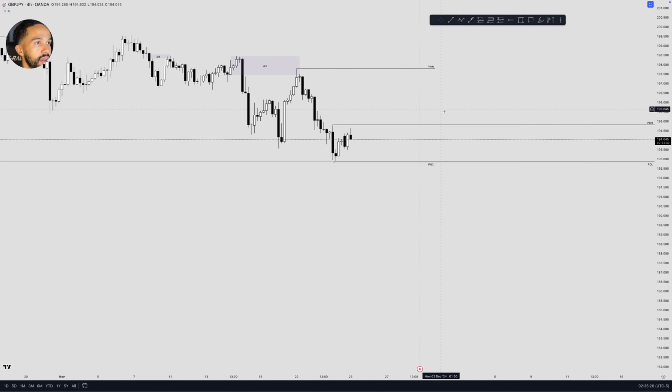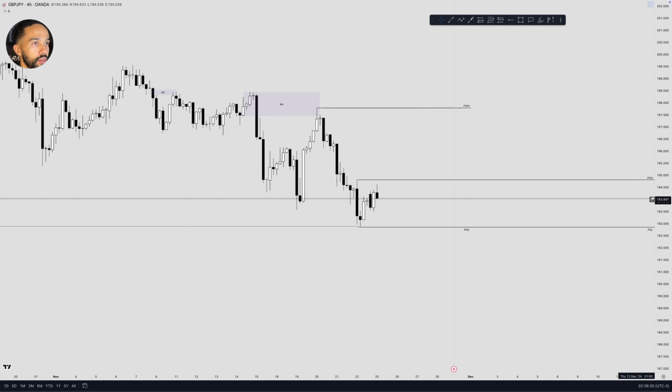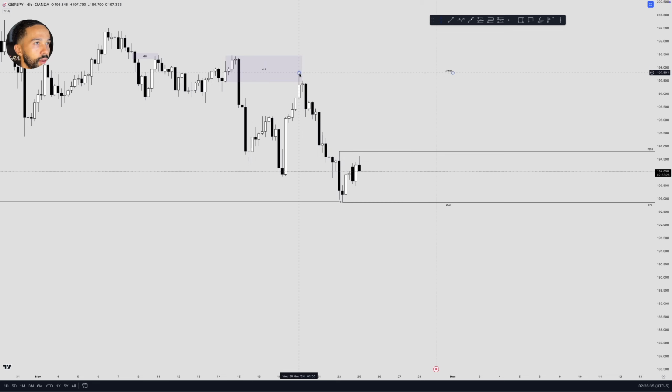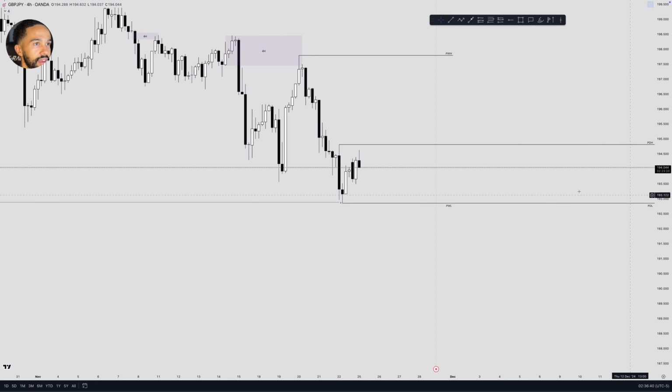All right, so the 4 hour has indeed closed lower, below that low that we were discussing on the daily. So we have a nice 4 hour bearish leg from this high to this low. We're definitely in the discount of that leg.